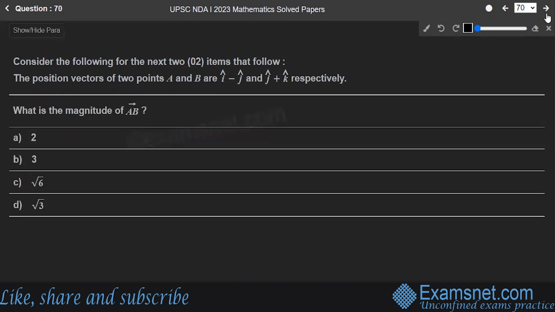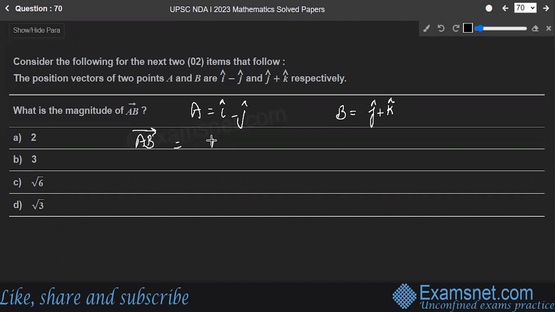Same statement is there. You have to find out the magnitude of AB vector. So A vector was I minus J and B is J plus K. Question number 70. So same statement is there. Now you have to find out the magnitude of AB vector. Let's write down the AB vectors first. A is given by I minus J and B is J plus K.